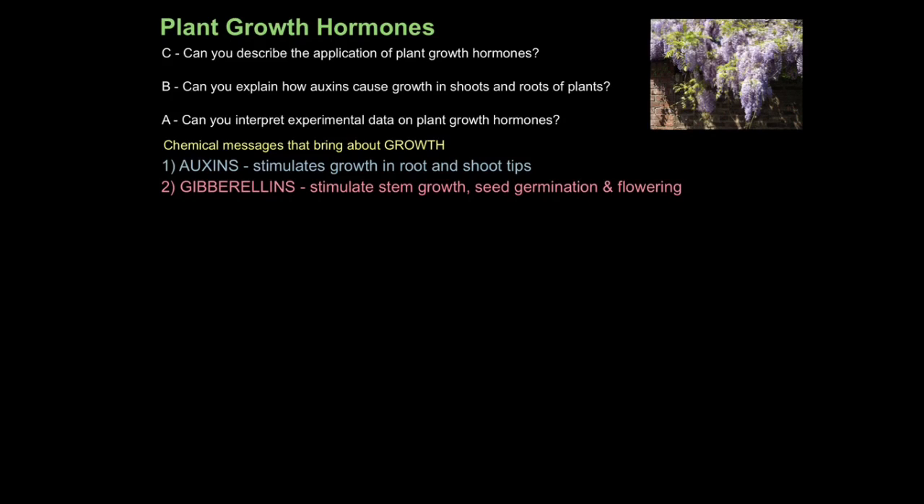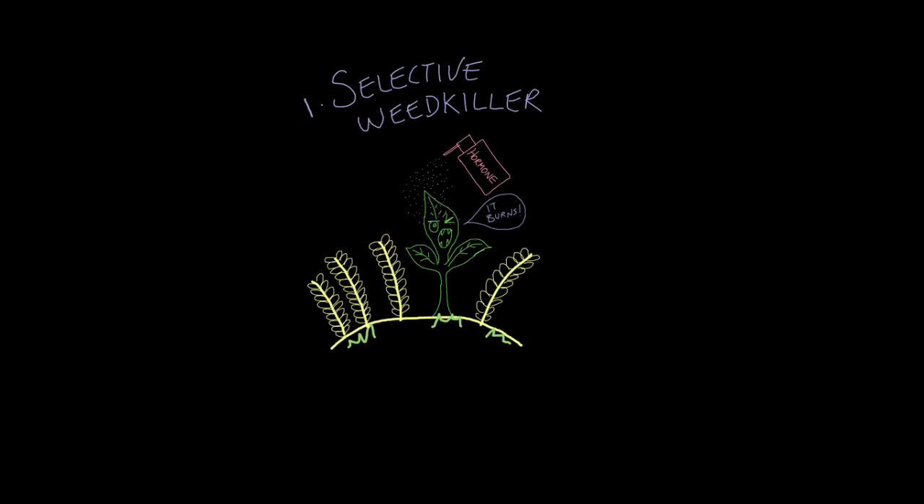So we can use these plant growth hormones to maximize profit when cultivating plants. So firstly, we can use plant growth hormones as selective weed killers. So weeds generally have broader leaves than, say, cereal crops. So when we spray a field of crops, including the weeds, with a specific hormone, the hormone targets the broadleaf plants and basically destroys the weeds without damaging the cereal crops.